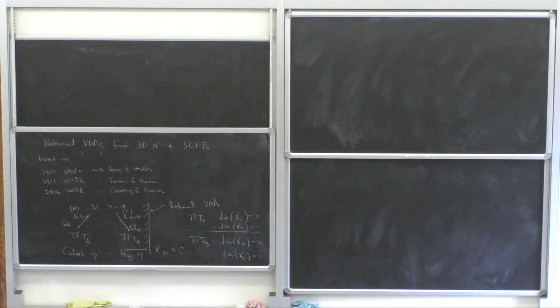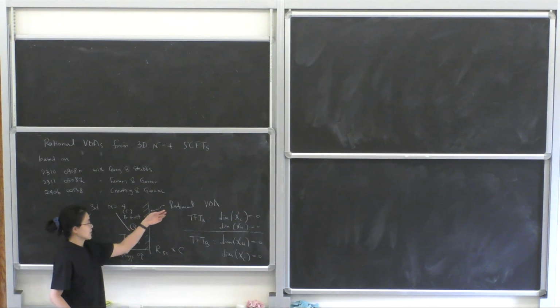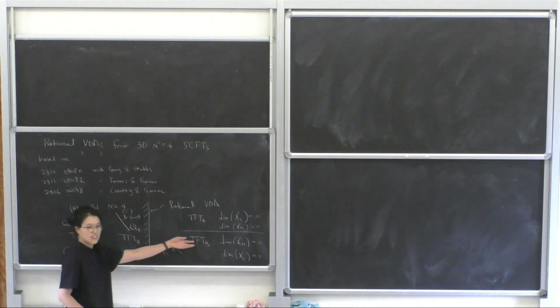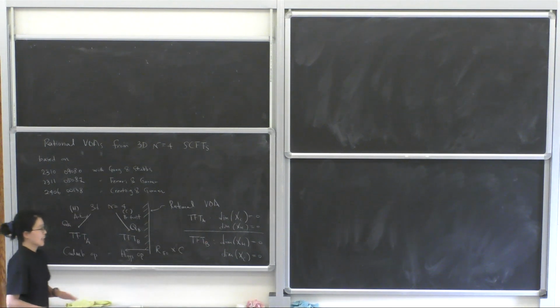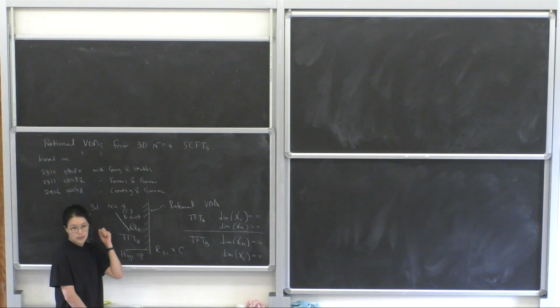Of course, the precise mathematical relation between the condition when the 3D N=4 theory has a rational VOA and this particular condition that I mentioned is something that needs to be more carefully investigated. But this discussion at least tells us that we should look at those theories in order to find some 3D N=4 theory that supports a rational VOA.